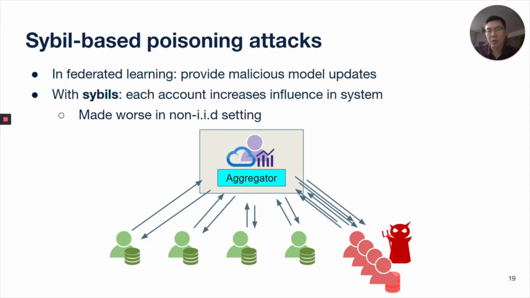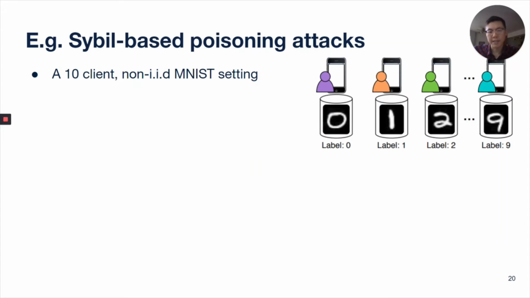This is made even worse in the non-IID setting, where data representation is sparse amongst clients. As an example, we'll show a 10-client non-IID MNIST setting.